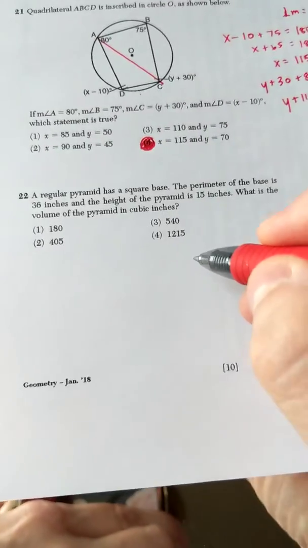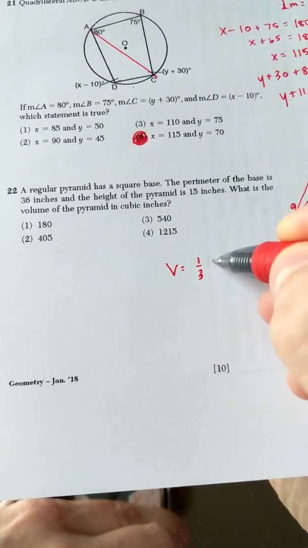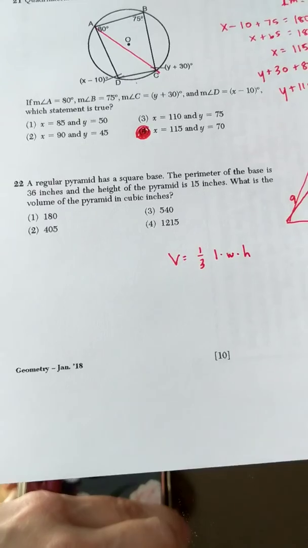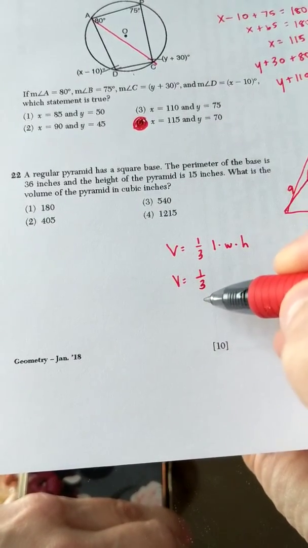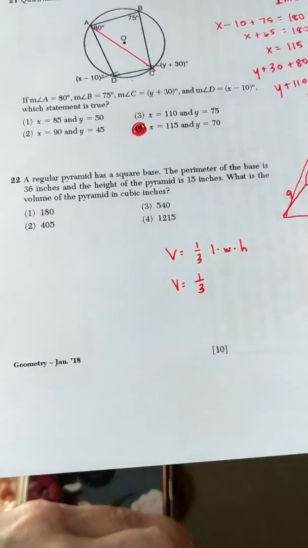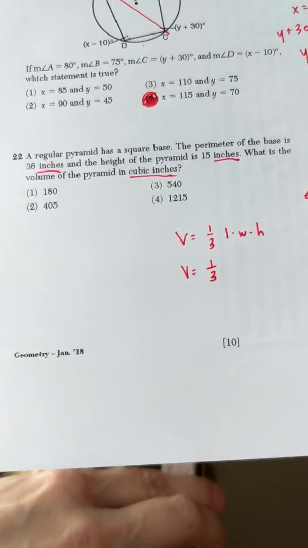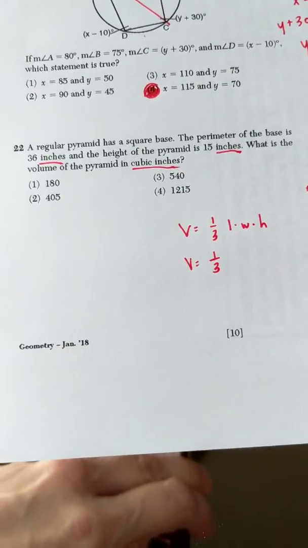So, the volume is 1/3 length times width times height. So the volume equals 1/3. Let's see, I'm just thinking here. We've got inches and cubic inches, so there's no conversion here. I just wanted to double check on that because we're getting up to the numbers of questions where they tend to pull those kinds of shenanigans.